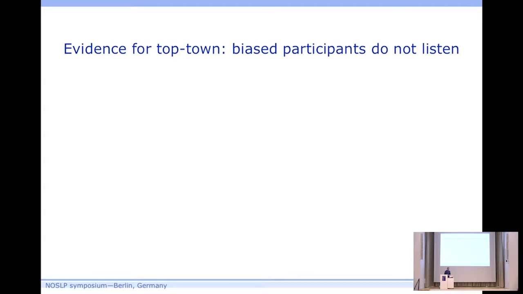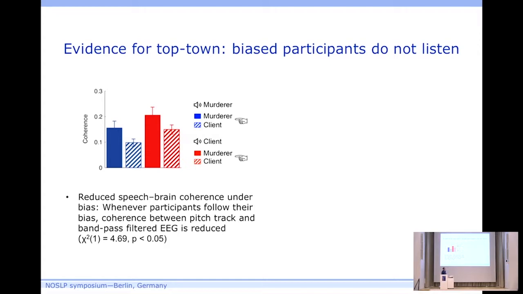Well, we have further evidence from these data that this is actually a top-down process. And this evidence shows that biased participants actually kind of stop listening. So this bar plot now shows the coherence between the delta bandpass filtered EEG signal and that part of the speech signal that really codes the phrase structure, right? The pitch track. That's where speech prosody sits. And that's what marks the rough, very big, coarse constituent boundaries on the sentence level. And we calculate now a speech-brain coherence here for all the decisions that participants have been making. We find that this coherence between the pitch track and the brain signal actually drops whenever participants give a biased response. Right? So every time they follow their bias, the coherence with the pitch track goes down, and this is significant.